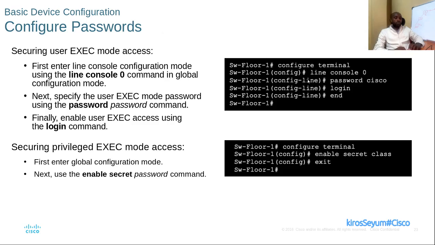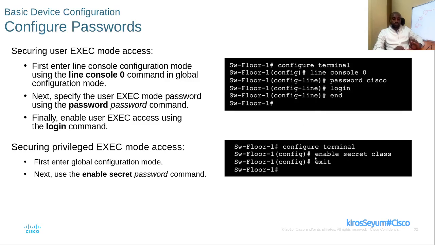So to configure a password, you say configure terminal, then line console 0, password Cisco. This means that when you enter using the console, it will ask you for a password. This is not a good password, but password Cisco is the password for console access. Then you have to say login. Then when you try to log in, it will ask you for the password for using the console.